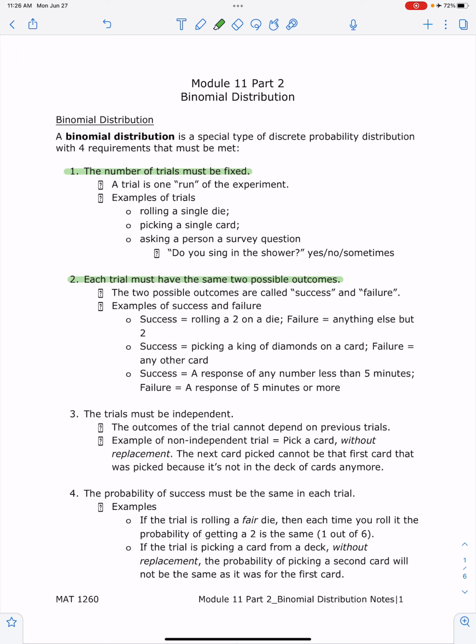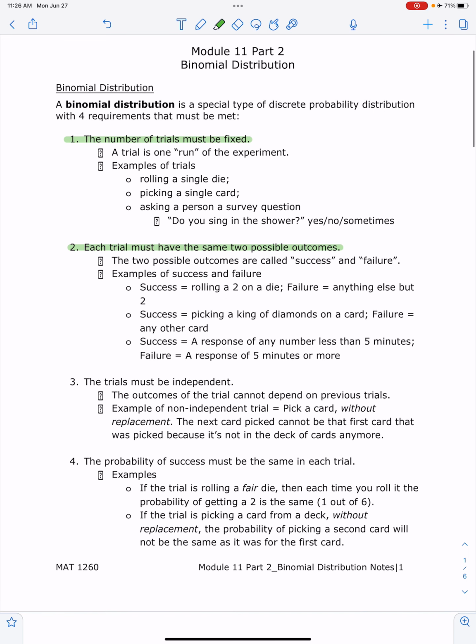So a lot of times we can take a situation and make it a binomial distribution by just setting a cutoff and declaring one side of that cutoff a success and the other side a failure.